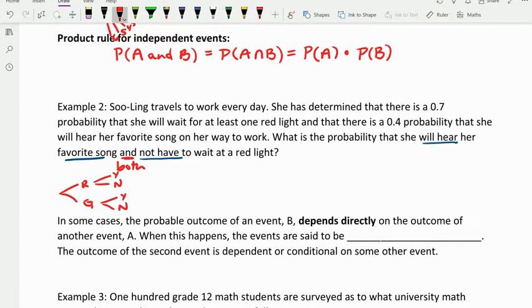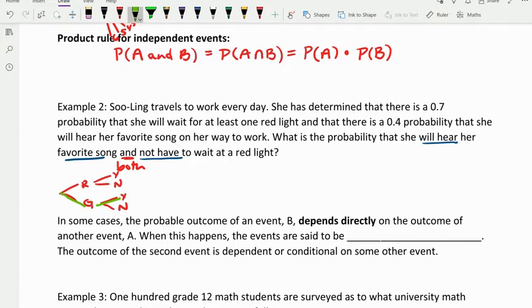What's the probability she will hear her favorite song and not have to wait? So that means this pathway of green and then yes, hearing her favorite song. Now in this case, it looks like my potential answer would be 1 out of 4 for my probability if I think of the tree diagram.